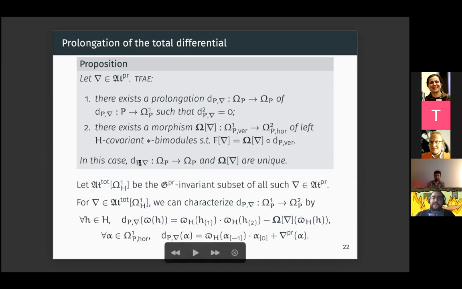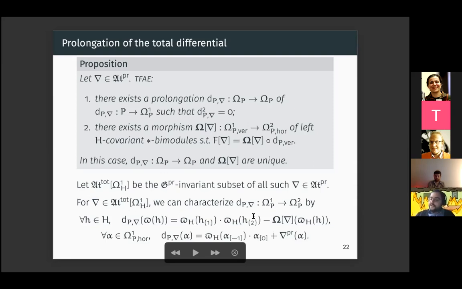And so if you're in this case, let's define the set of all such, so if you like totally prolongable gauge potentials to be this, it's actually gauge invariant in the suitable sense, gauge invariant under the appropriate subgroup of gauge transformations. And you can actually write down quite explicitly what the total derivative from one forms to two forms does on the quantum Maurer-Cartan form of H.